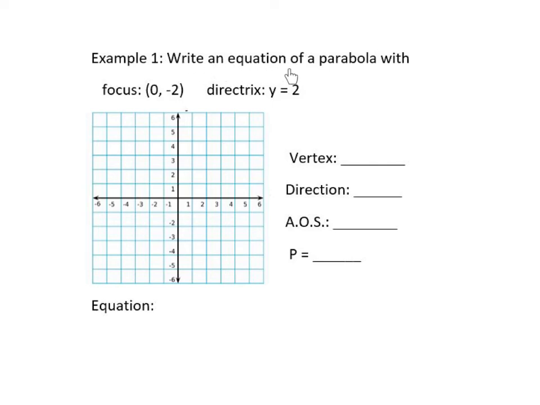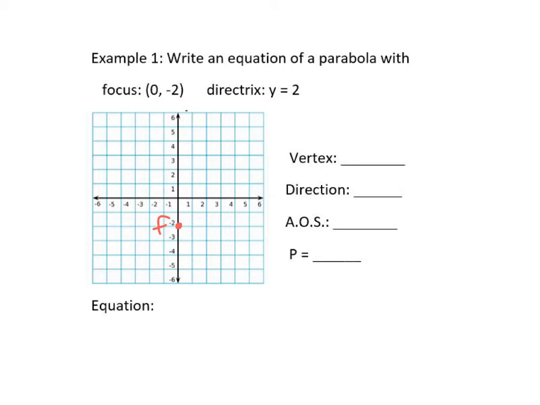Write an equation of a parabola with focus at (0, -2) and directrix at y equals 2. So first thing I'm going to do is plot my focus and my directrix. Focus at (0, -2) is down here. I'm going to label it with an F.